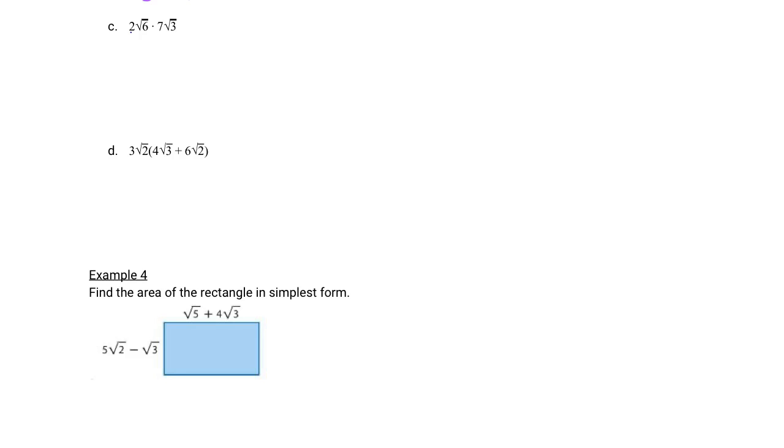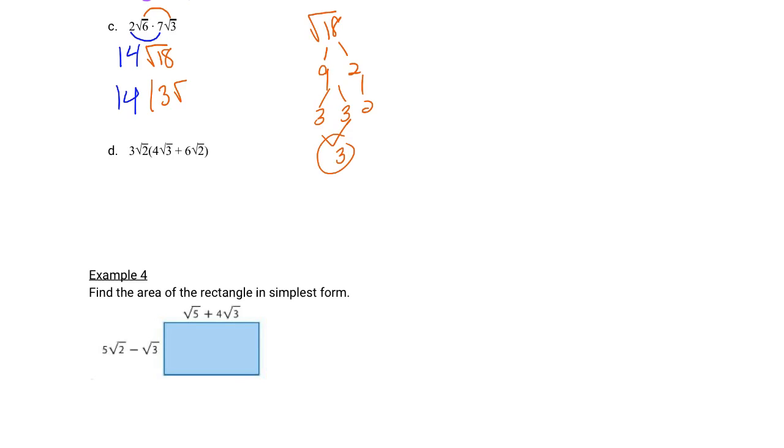Okay, so we multiply our 2 integers together and get 14. And then the 2 radicals together and get the square root of 18. We need to simplify that if we can. That's 9 times 2, and 9 is 3 times 3 times 2. So we've got 14 that stays times 3 square root of 2.